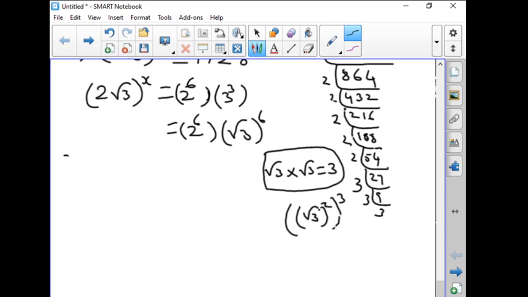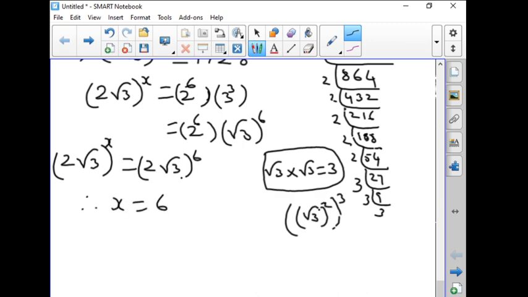So what we have got now? 2 root 3 power x is equal to 2 root 3 power 6. So bases are equal. Therefore what we get? x is equal to 6. Okay, this you would have studied in your lower class.